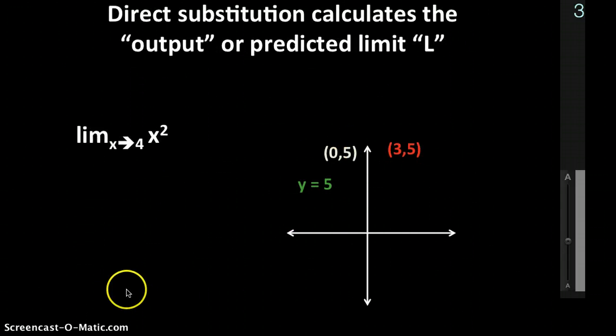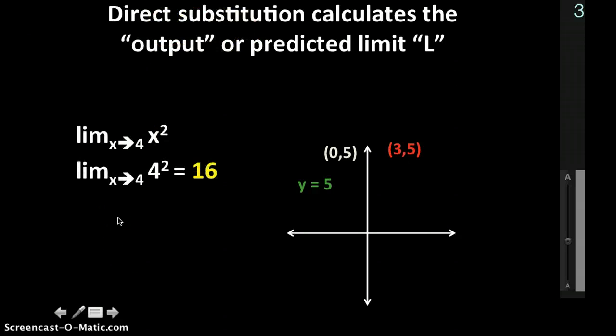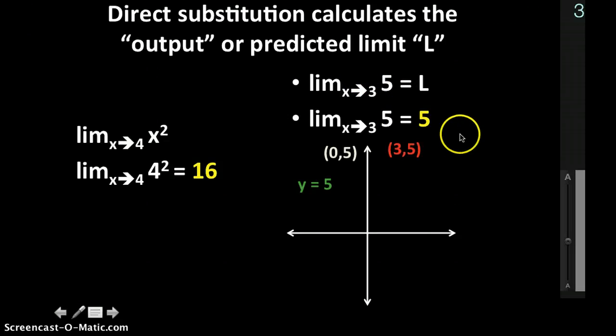So let's just do a problem. Now ignore this graph on the right until a little bit later. Notice that as x approaches 4, again, all this is just direct substitution. This is inputting. You get 16. Nothing unusual about that. What about the limit as x approaches 3 of 5? Well, y equals 5 is just a nice horizontal line here at y is 5.